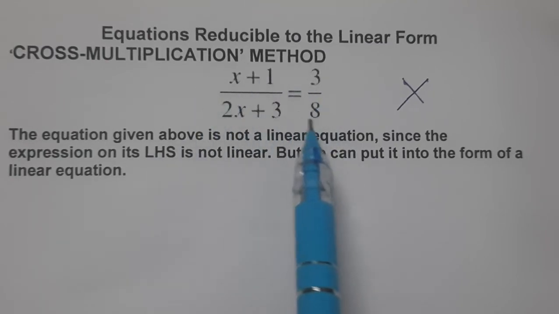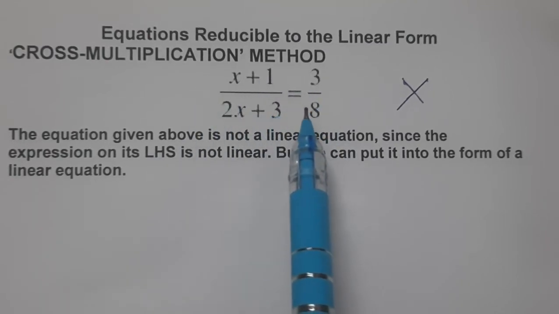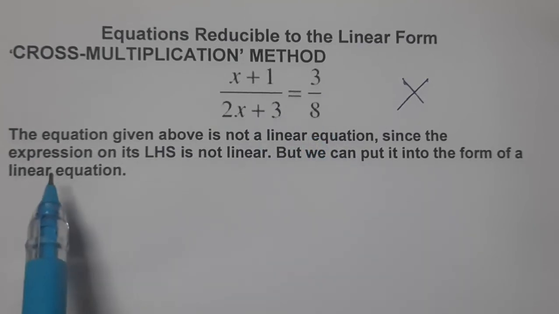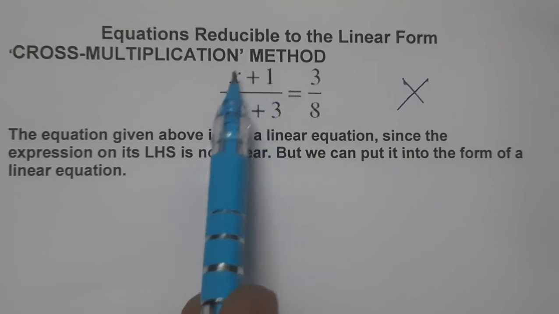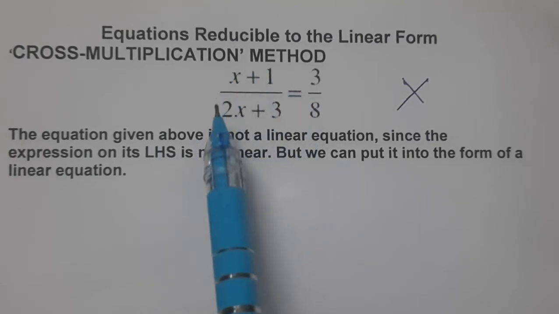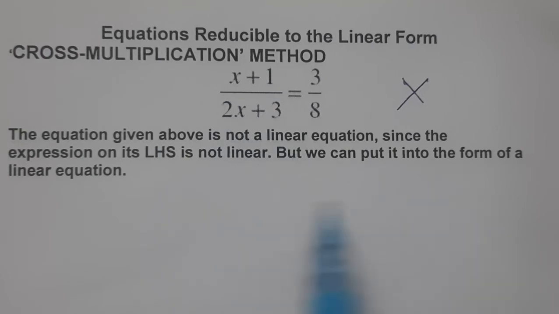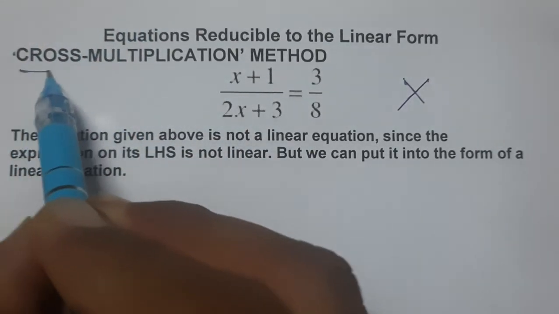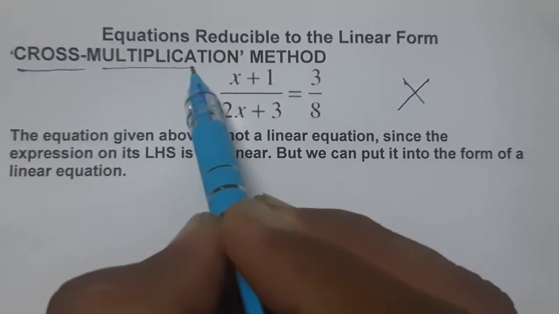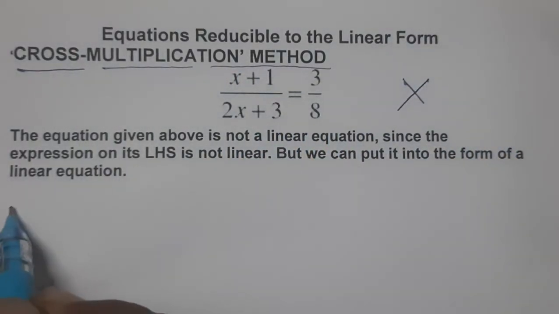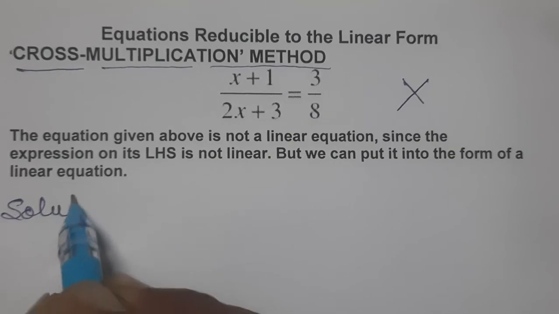This equation above is not a linear equation. We have to reduce it to linear form, because the expression on the left hand side is not linear. But we can put it in the form of a linear equation. So how to put it? This method is the cross multiplication method. We are going to solve this question so that you will get a clear understanding of it. So let's start the solution.